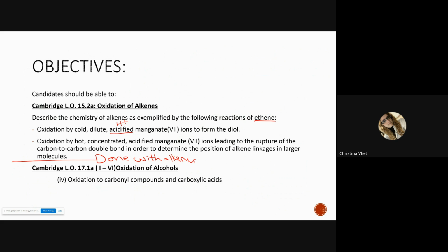Oh, what's manganate 7? Ring a bell? Is that a polyatomic thing? That's MnO4 minus. You may want to write that. What's MnO4 minus? To form what we call a diol. What's a diol? That's a double alcohol, right? That's a double alcohol.